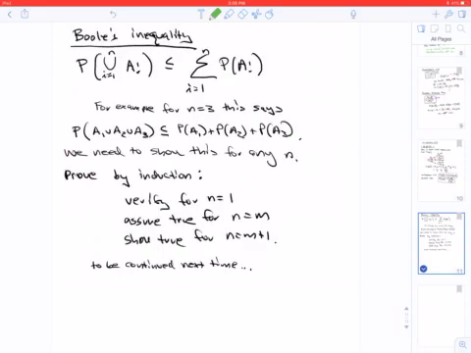So we ended with Boole's inequality, which says that the probability of the union of some events A_i is less than or equal to the sum of the probabilities of the A_i. So for example, if n is 3, this is saying the probability of A1 union A2 union A3 is less than or equal to the sum of all these probabilities. But we're going to show this for any n. Whenever it says you want to show something for any n, you need to prove it by induction.